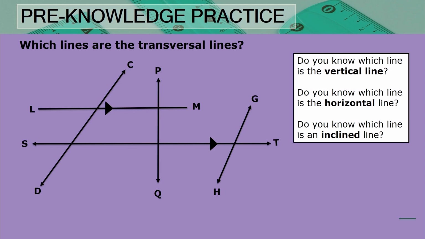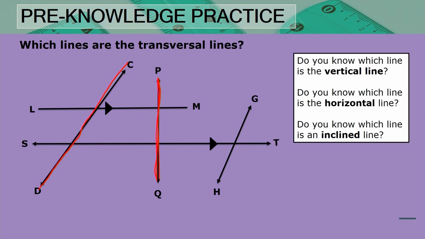Now, when we think of a transversal, we know that it is a line that cuts two lines here. So which lines here are cutting two sets of lines? If you are thinking of CD, then you are correct, because CD is cutting line ST and it is cutting line LM. We can see also that PQ is also a transversal. Why is it a transversal? Because it is cutting two or more lines. That is a transversal. So it means that PQ is also a transversal.